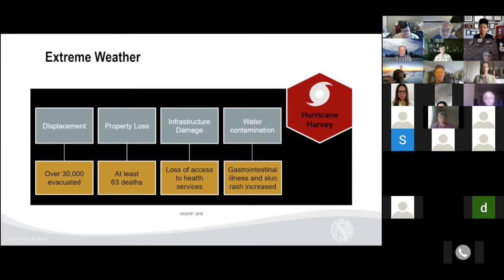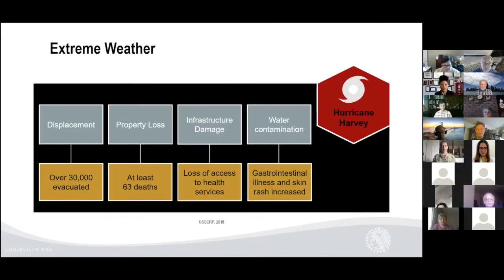But looking at Hurricane Harvey as a whole, there were over 30,000 people that were evacuated. Displacement definitely affects our health and certainly our mental wellness and well-being. There were at least 63 deaths that took place in Hurricane Harvey. There was a loss of access to services that was brought about by damage to infrastructure. And so we also have to think that when there are these storms, this disrupts our access to needed medical service at times where we need them the most. And then there was water contamination, as I pointed out. So there were increased reports of gastrointestinal illness and skin rash that occurred during Hurricane Harvey.